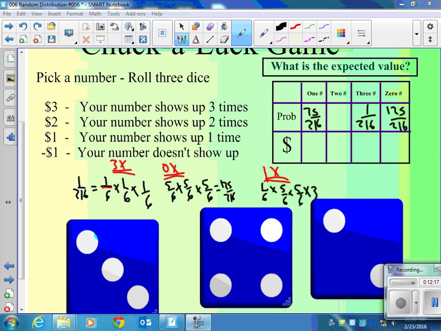Okay. And then the last one, 2 of them show up. With this one, you have a 1 out of 6, a 1 out of 6, but the third one is going to be a 5 out of 6. And how many ways can this happen? The first one isn't the one you want, the second one isn't the one you want, the third one isn't the one you want. So we're going to multiply by 3 again. This is the part that people probably forget. So I get 15 out of 216. Oh, wait a minute. 15 out of 216? Is that right?